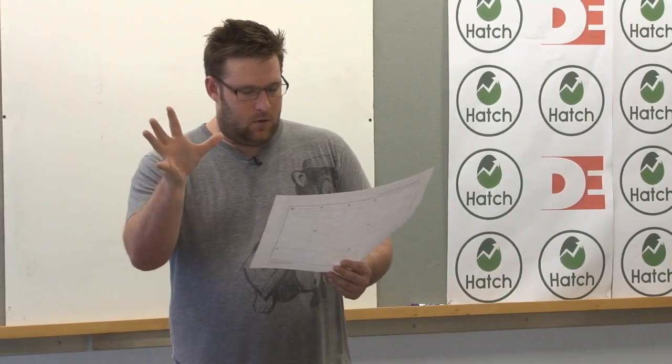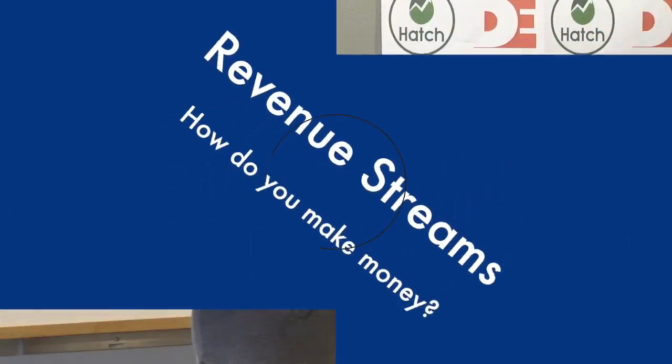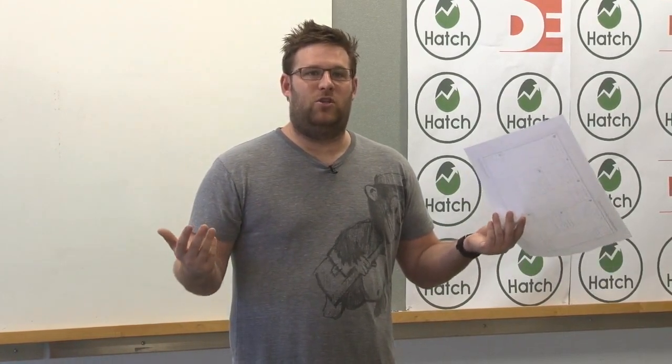Let's move on to revenue streams. How do you make money? How and what mechanisms are you using in your business model to make money? So, are you a gym and you charge monthly? Are you a consulting firm and you charge hourly or at a flat rate? What are your revenue streams?